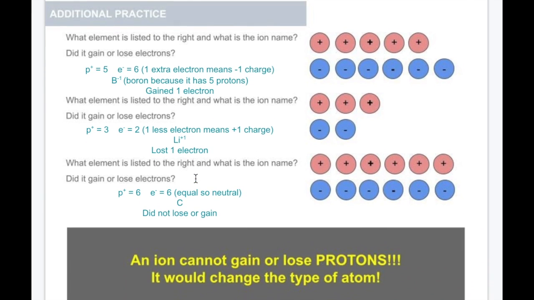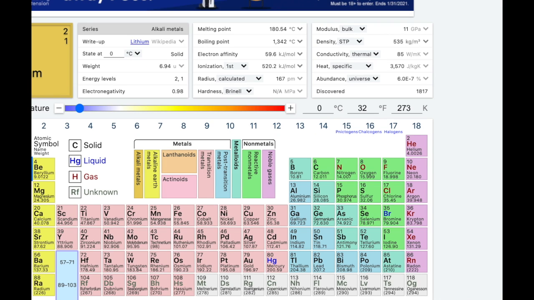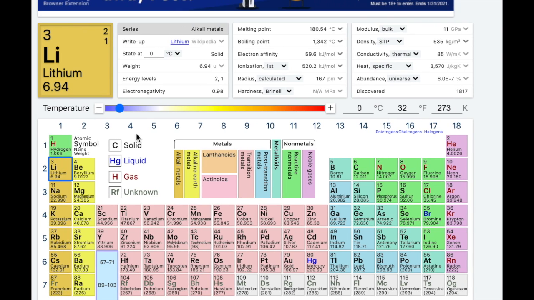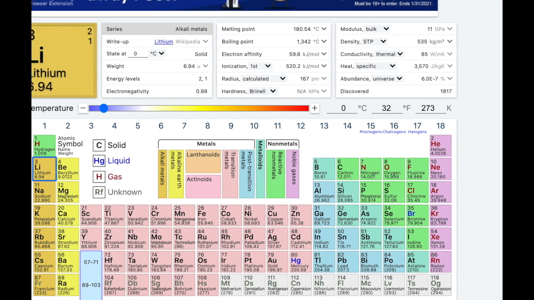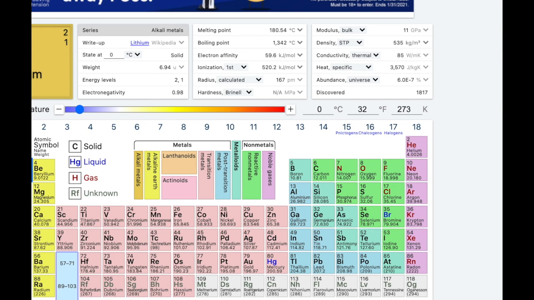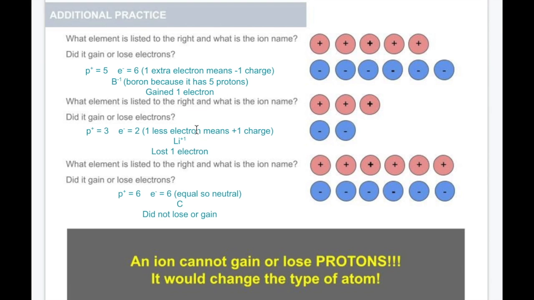For the next one, what element is listed to the right and what is the ion name? To figure out what element it is, we count how many protons. It has 3 protons and 2 electrons. So 3 protons, I go find element number 3. Again, it's kind of off of my screen, but here it is. It's lithium. Lithium is the identity of my atom. Because there is 1 less electron than proton, it is going to have a +1 charge. So my ion name will be Li +1, and it lost 1 electron.